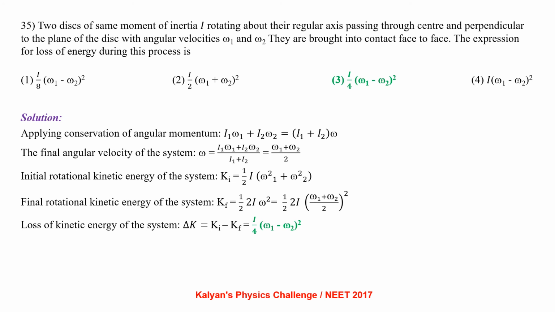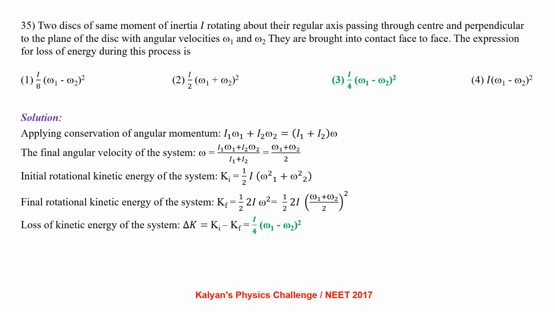Two disks of same moment of inertia I rotating about their regular axis passing through center and perpendicular to the plane of the disk with angular velocities omega 1 and omega 2. They are brought into contact face to face. The expression for loss of energy during this process is: when the disks are brought in contact face to face, they will be losing some of their kinetic energy because of the friction between the two surfaces.